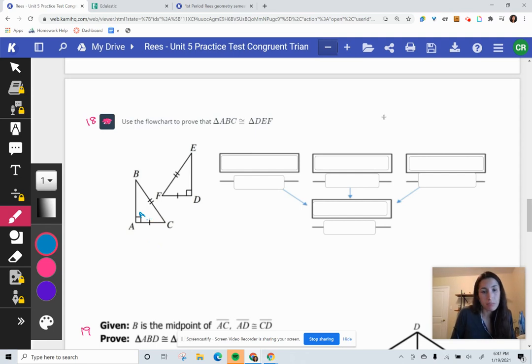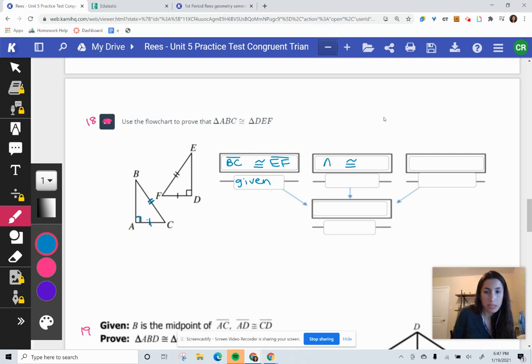So then I say, okay, well, is this hypotenuse leg? Well, it's a right triangle, and here's a hypotenuse, and here's a leg. So it is hypotenuse leg. So that means I need a congruent hypotenuse, a congruent leg, and I need a right triangle statement. Okay. So congruent hypotenuse could be BC is congruent to EF. That was given. It's marked on the diagram. And then we've got here, so those are the hypotenuses.